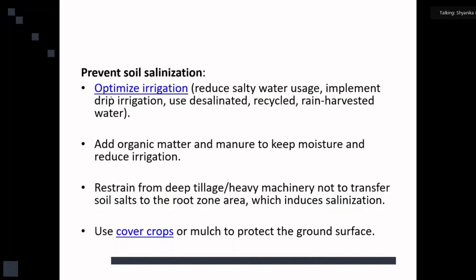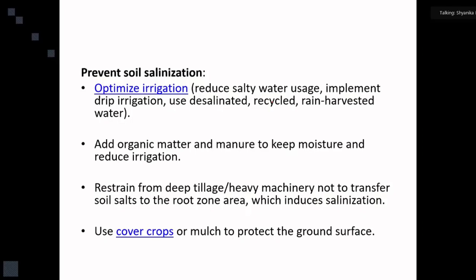One way is to optimize irrigation, right? Here we want to reduce the use of salty water, implement maybe drip irrigation, and use rainwater harvesting systems. Those things we can do. But all the time we have to be careful not to irrigate with brackish water, saline water, or whatever salty irrigation water. And we can add organic matter and manure to keep soil moisture and also reduce irrigation. More irrigation, we can reduce it.